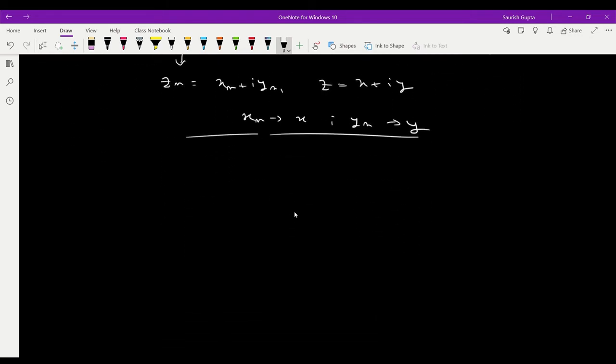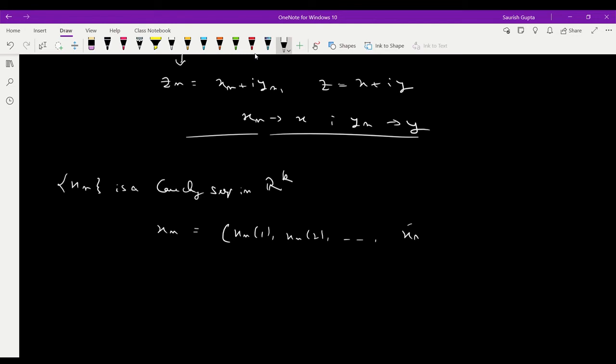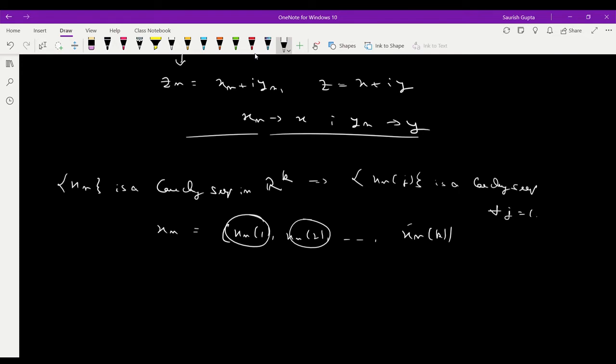Acha, let us study one more theorem related to Cauchy sequence. That is, suppose xn is a Cauchy sequence in R^k. So xn is basically this ordered pair, right? xn1, xn2, so on till xnk. So each of these are also Cauchy sequences. So this implies xnj is a Cauchy sequence for all j from 1 to k. Is it clear? Understood?